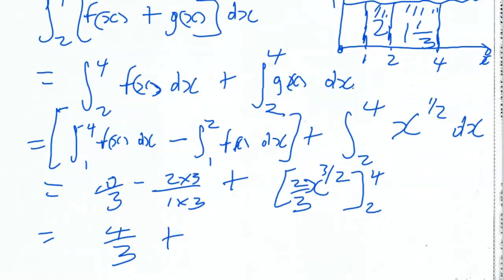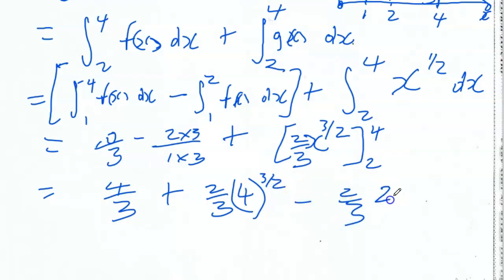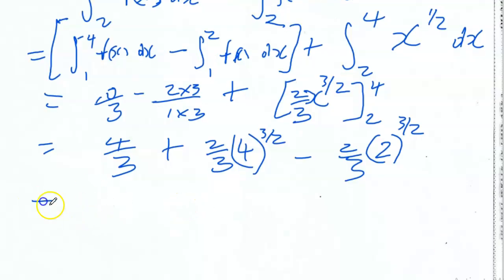Plus, let's work out these limits now. So in one bracket we substitute 4. So it's 2/3 times 4 to the power of 3 over 2, minus 2/3 times 2 to the power of 3 over 2. So we end up with what now? So this is 4/3 plus 4 to the power of 3 over 2. Now 4 to the power of half is 2, cubed, that's 8. So it's 8 times 2/3, that's 16 over 3.